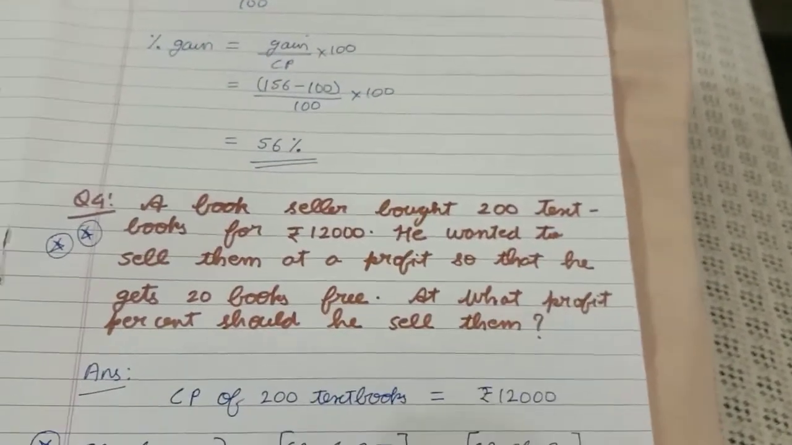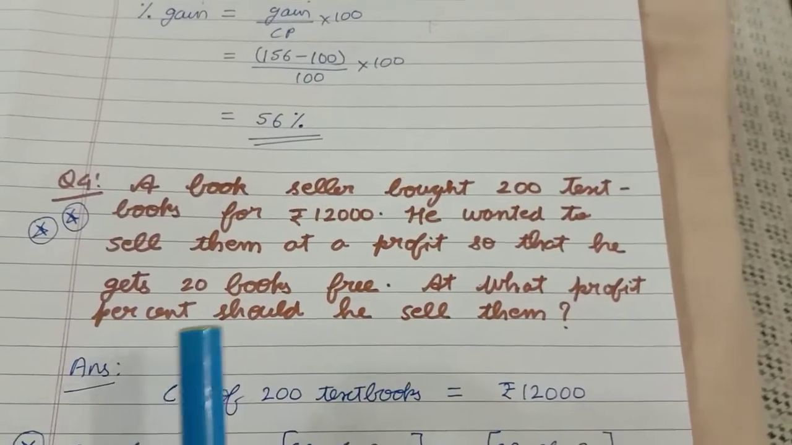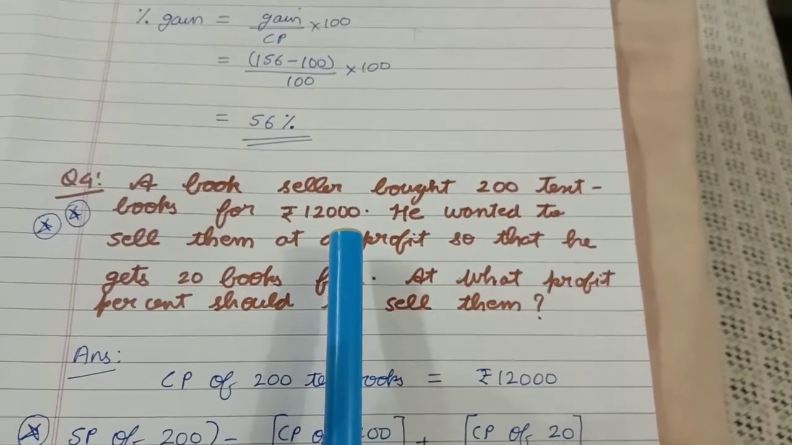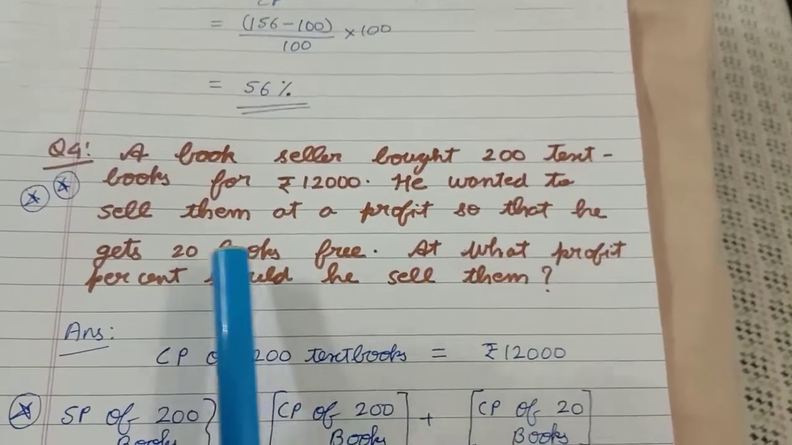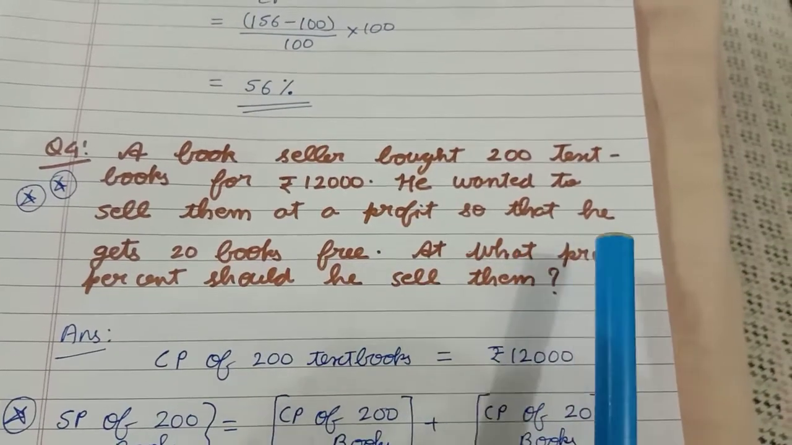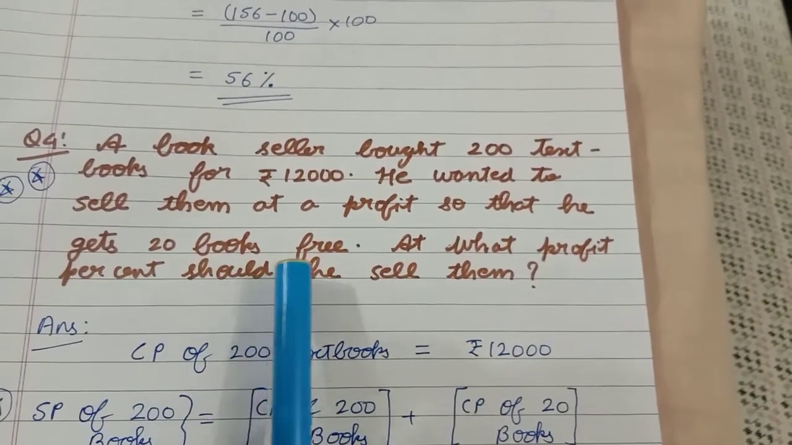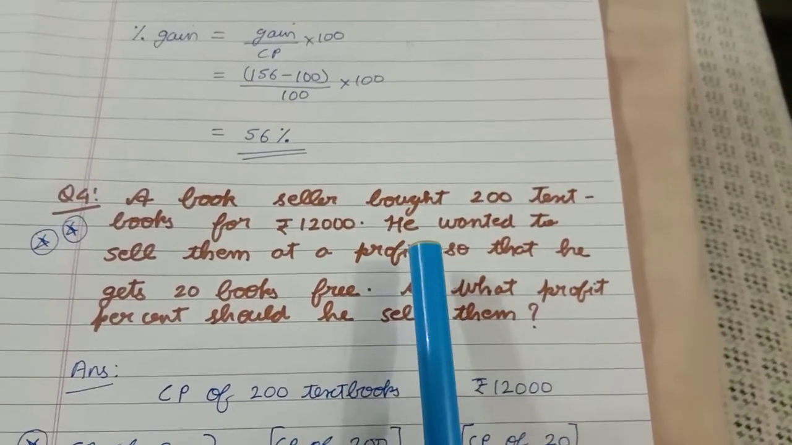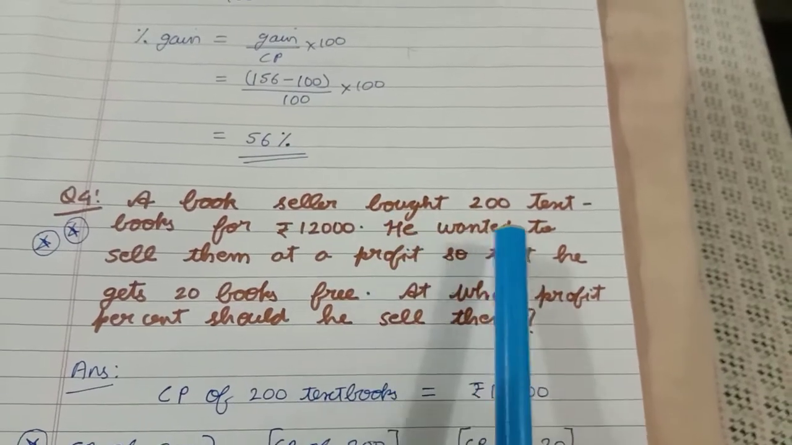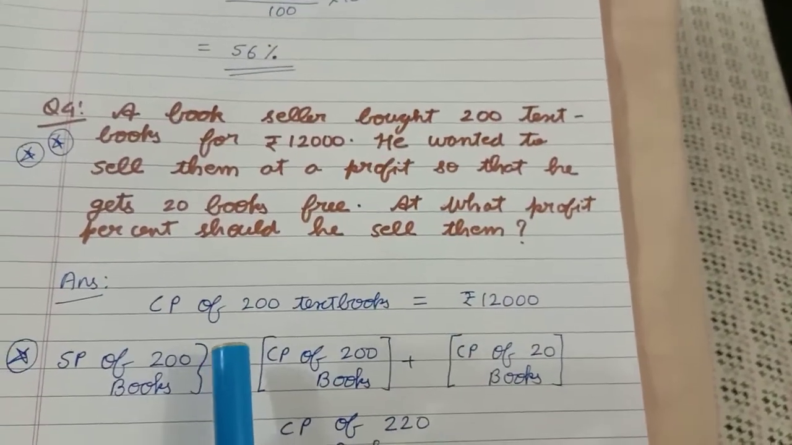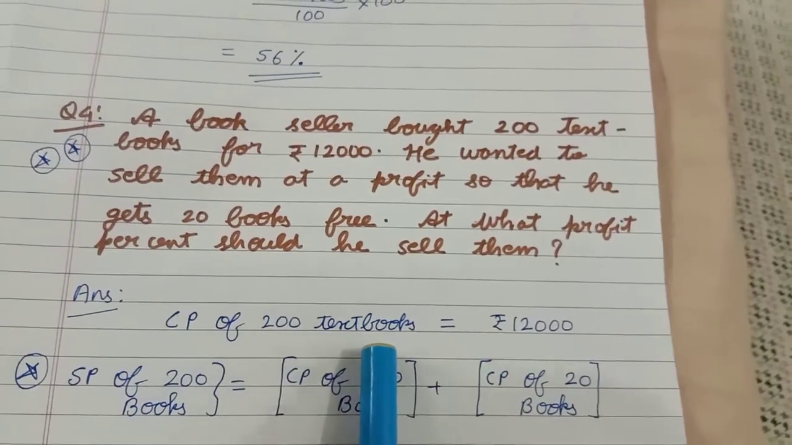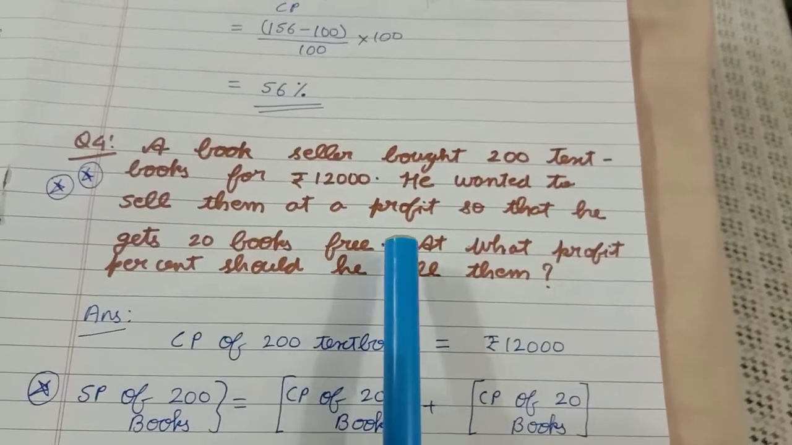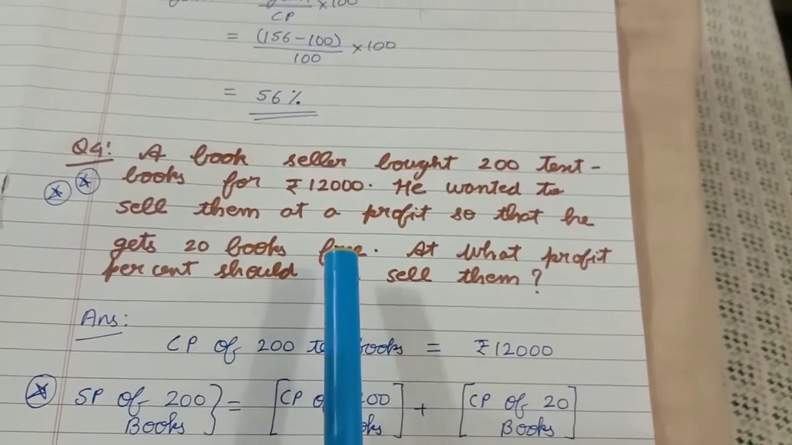Next, question number 4, again a double star problem. A bookseller bought 200 textbooks for 12,000 rupees. He wanted to sell them at a profit so that he gets 20 books free. Unable to understand, so read it again. A bookseller bought 200 textbooks. So let us try to collect the data. Cost price of 200 textbooks is given as 12,000 rupees. Perfect. He wanted to sell them at a profit so that he gets 20 books free.